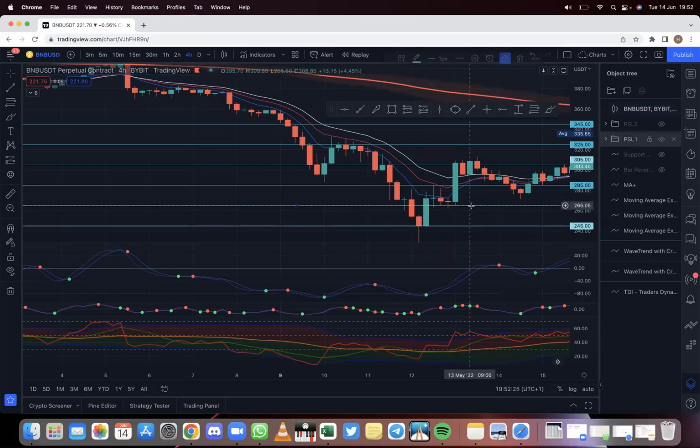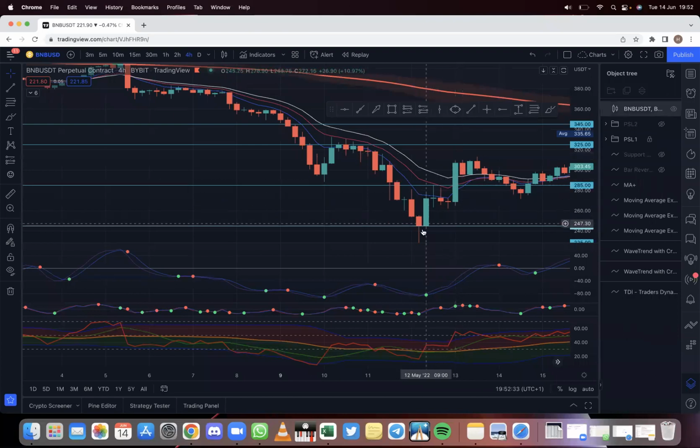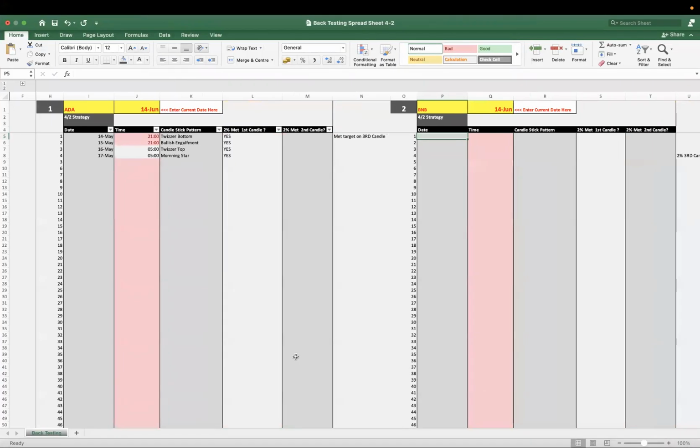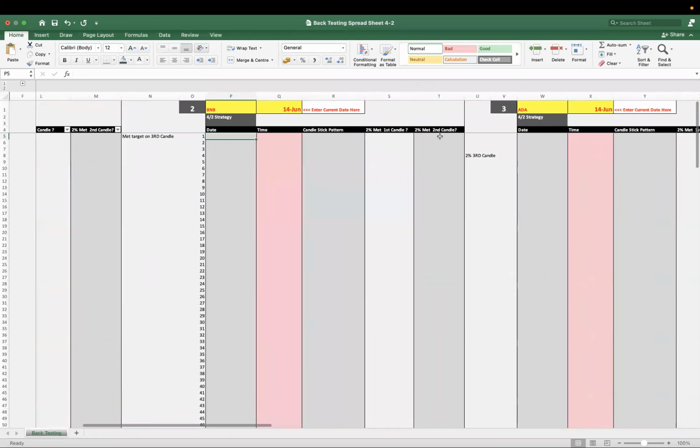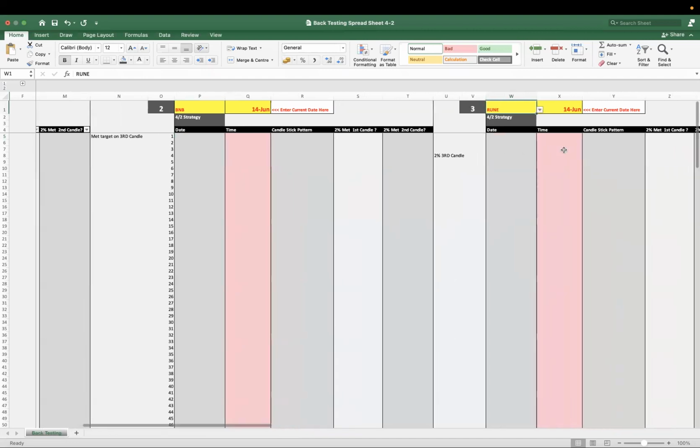But I'm using this strategy for something. That's why you see lots of psychological levels in it. These ones, something like that. You space it out properly, and then you use it for the testing. And then you just put the results here. You put the results here. And then if you want to test a third coin, go and select something else and then do it.